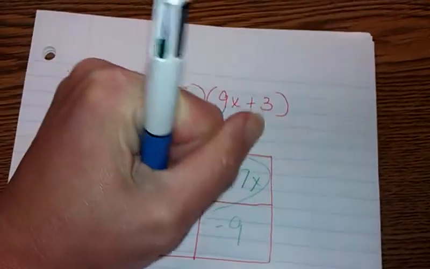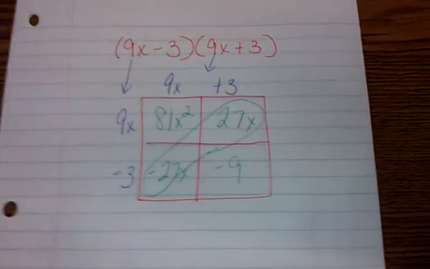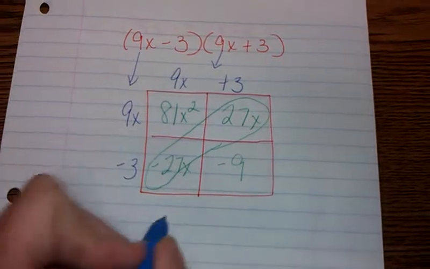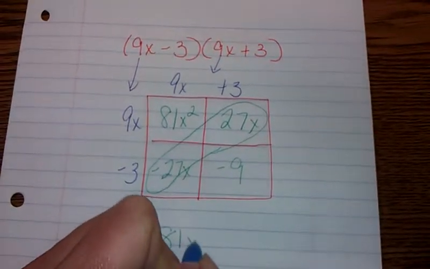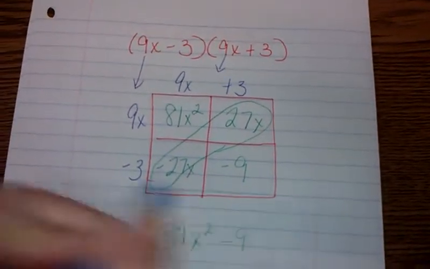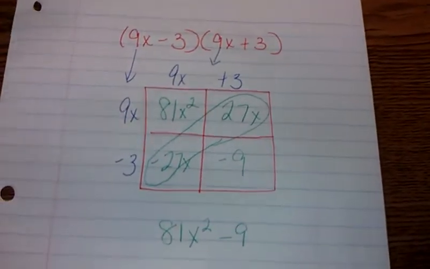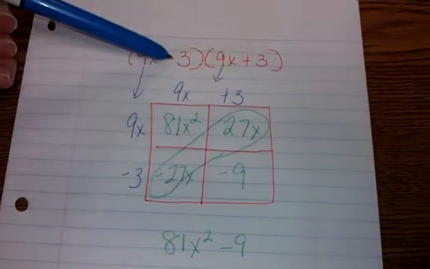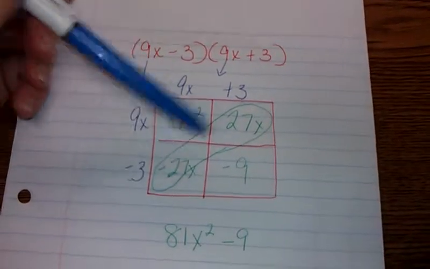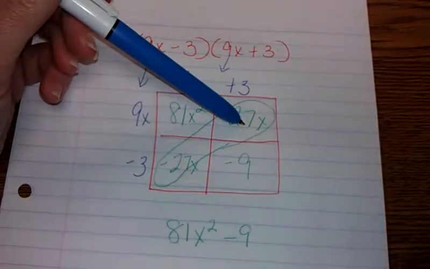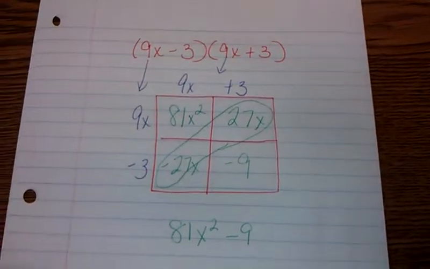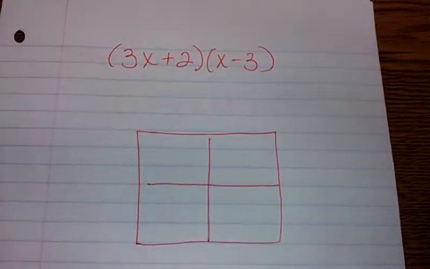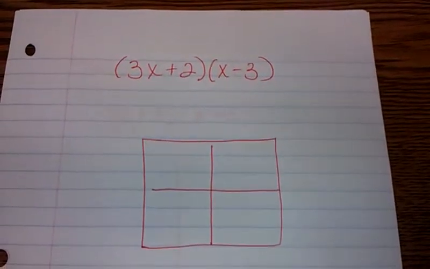I'm going to combine like terms, and if you look in these two boxes, 27 minus 27, that makes 0. These cancel each other out. So my answer is 81x squared minus 9. Well, why does this happen? What happens because when you multiply, these are the exact same things except one positive, one negative. That's going to cause these two numbers to be the same and they cancel out to make 0. There's the next one. Pause the video and come back and see how you did.